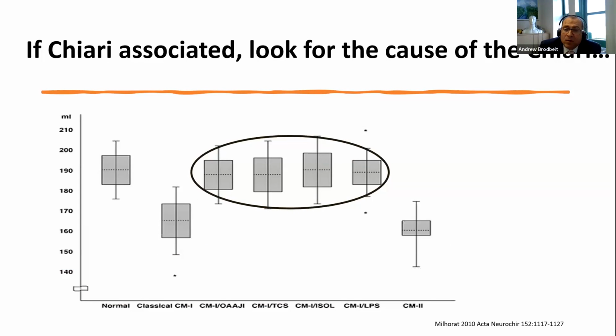These could be divided into people who had things from above pushing down, like a tumor or hydrocephalus, those who had craniocervical hypermobility or instability, or other craniocervical abnormalities, and those who had something pulling from below, like a tethered cord or chronic CSF leak from, for example, a lumboperitoneal shunt.